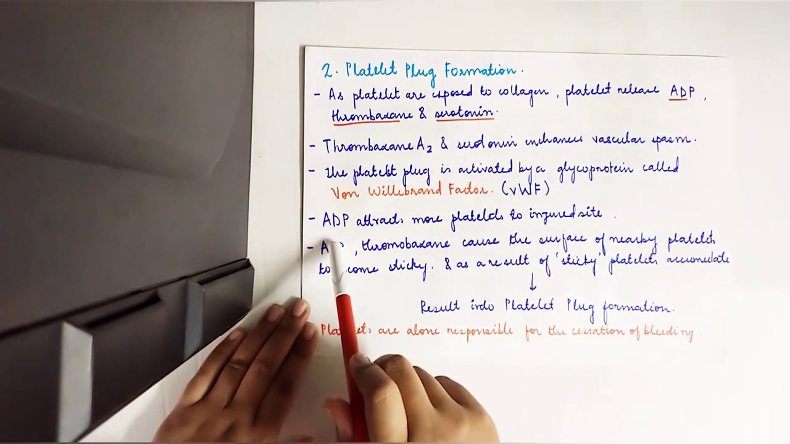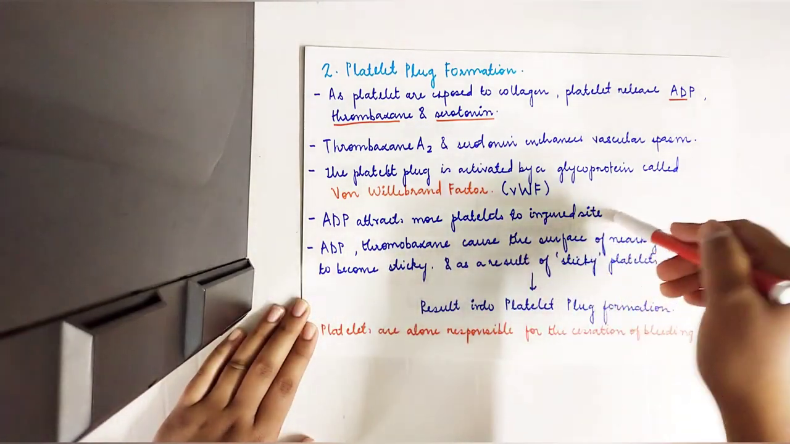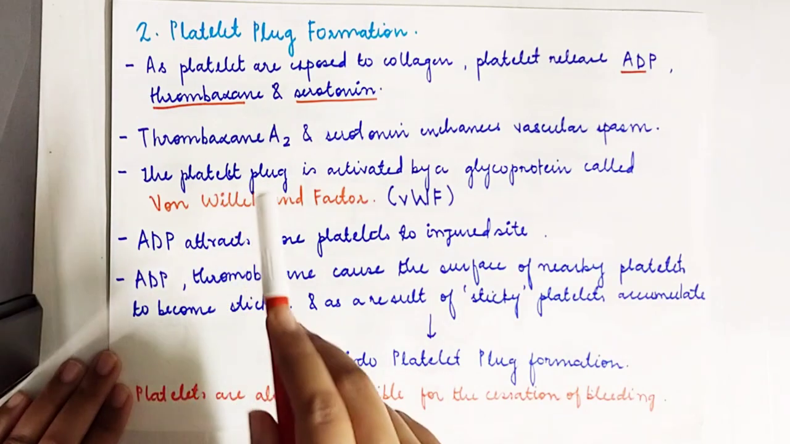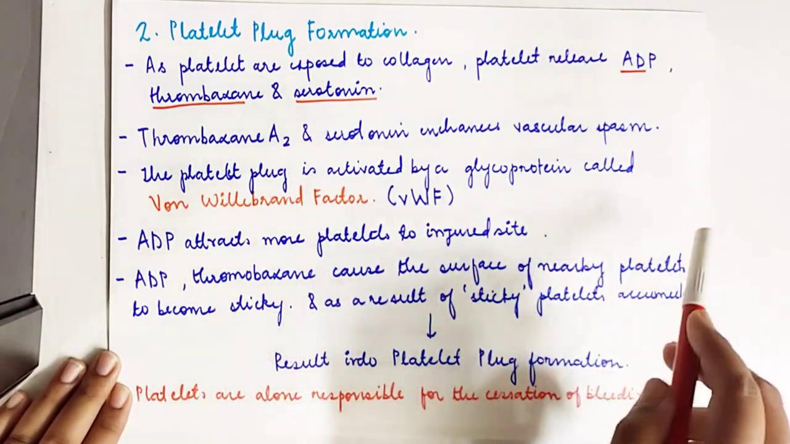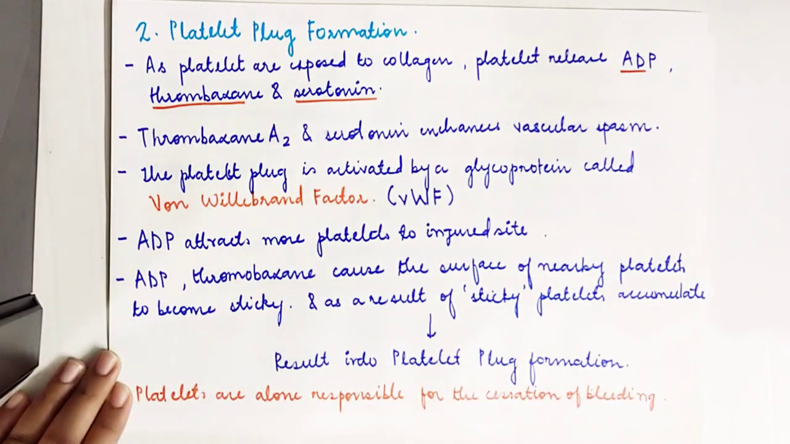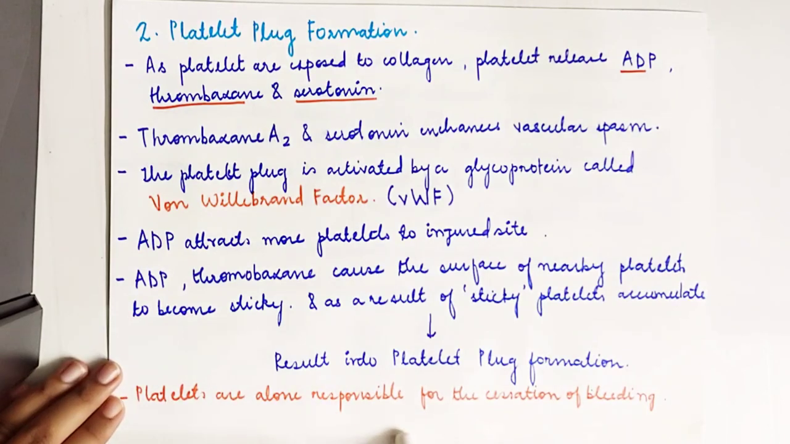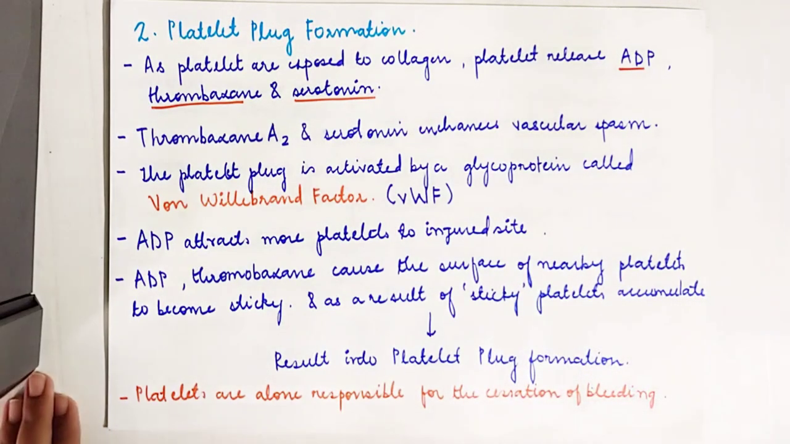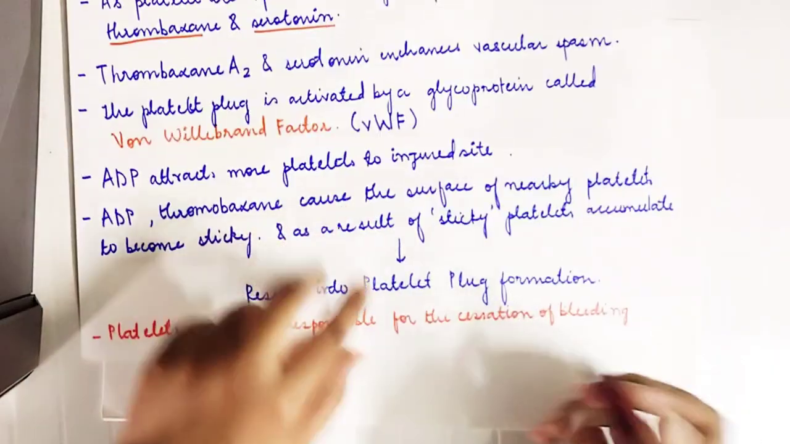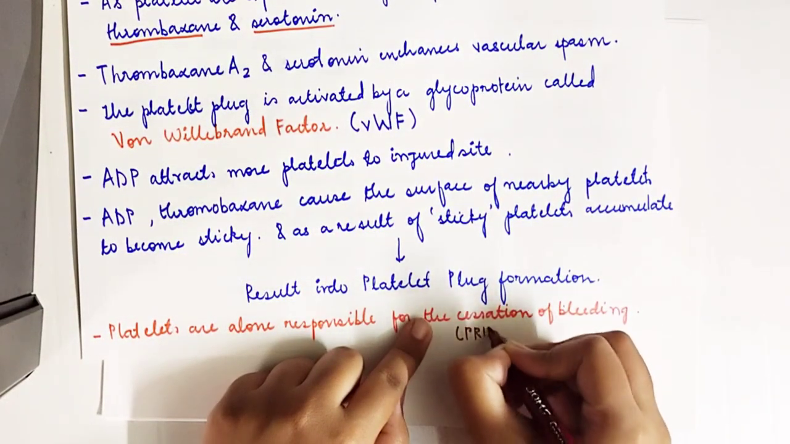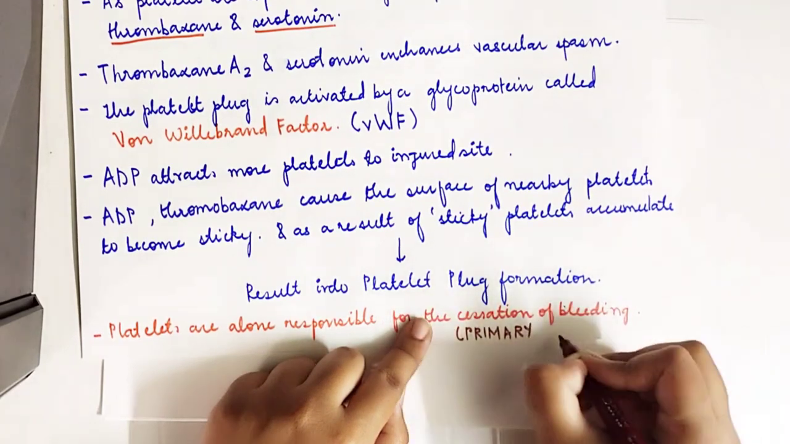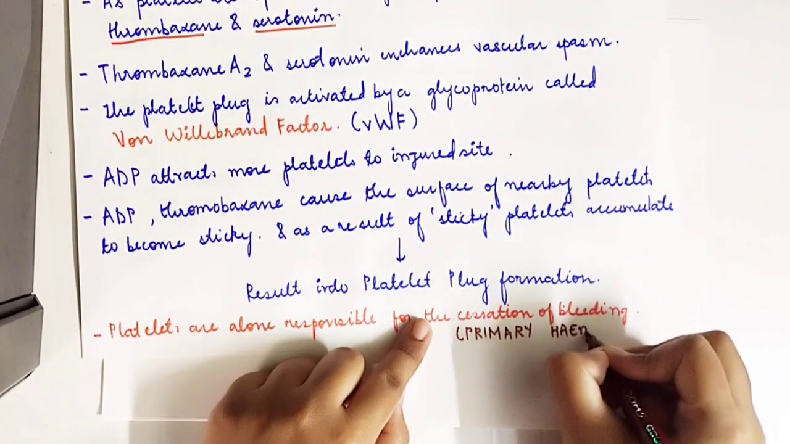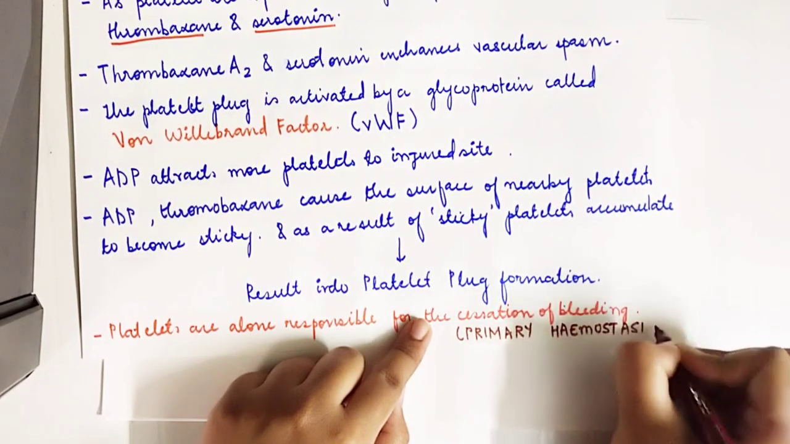Then the adenosine diphosphate attracts more platelets to the injured site. Adenosine diphosphate and thromboxane will cause the surface of the nearby platelets to become sticky. And as a result of this stickiness, platelets accumulate. It results in the platelet plug formation. Also, we can see that the platelets are alone responsible for the cessation of bleeding. Cessation means stoppage. So, therefore, it is called primary hemostasis. I'll just write it below. Primary hemostasis. Okay.